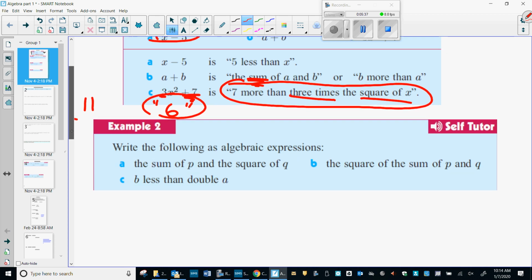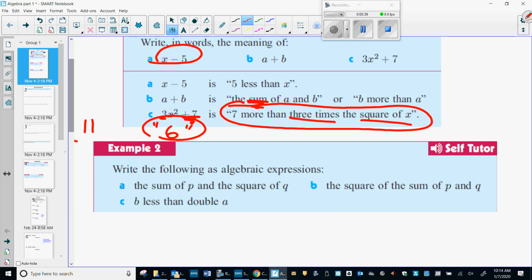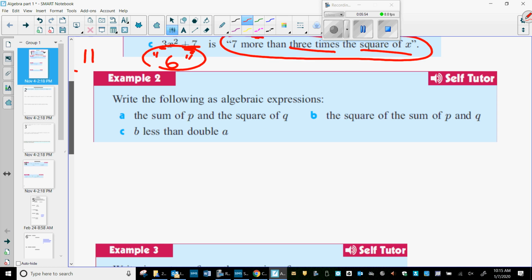And my second one is x minus 5. Sometimes you can switch them around and it will be the same thing. The only times you can switch them is really when they're adding. When they're subtracting, no. So write the following as algebraic expressions.